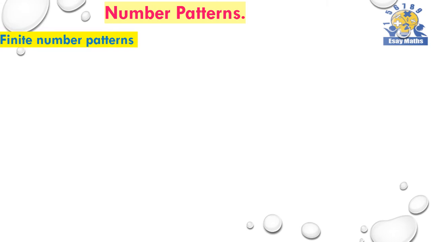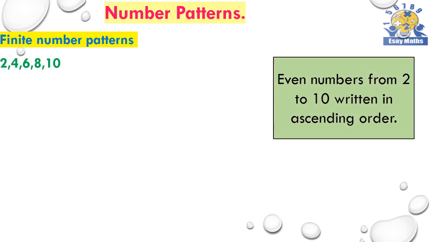Finite number patterns. Here you can see an example. Even numbers from 2 to 10, written in ascending order. Here you can see the number pattern with the terms 2, 4, 6, 8 and 10. Here I have used the comma sign to separate the terms.